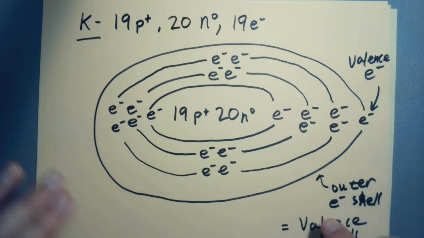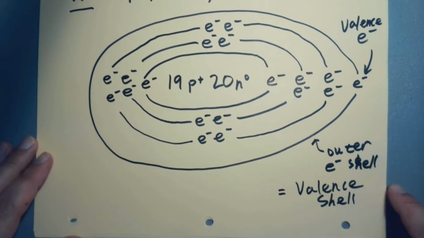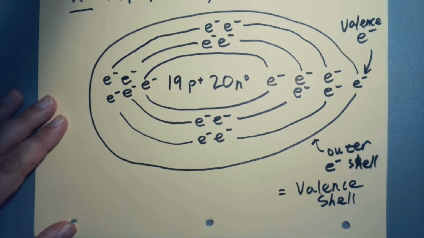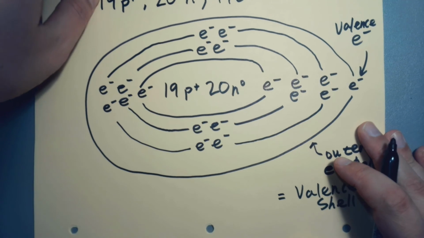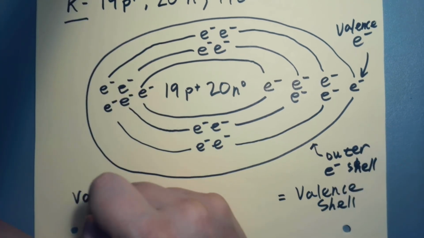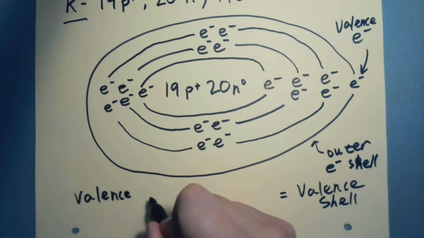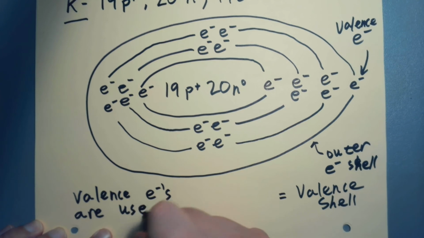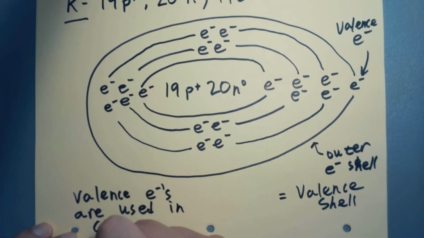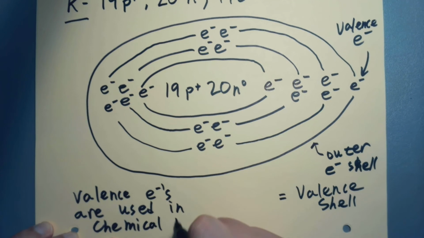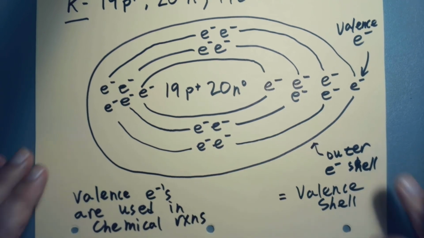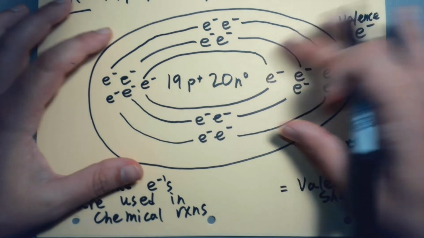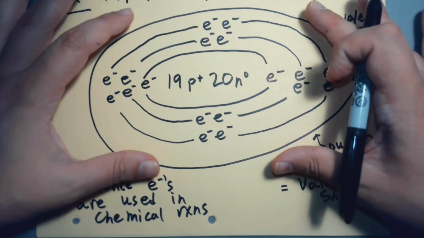Now, what's so special about valence electrons? Well, when we're dealing with an atom, it just means they're the outermost electrons. But when we are talking about putting multiple atoms together, making compounds and molecules, things like that, valence electrons are the ones that are used in chemical reactions. So that's where the chemistry happens. The chemistry happens on the outside. You know, it's like an onion. You can't get to the inside without peeling around on the outside. And it's just the very outermost part.